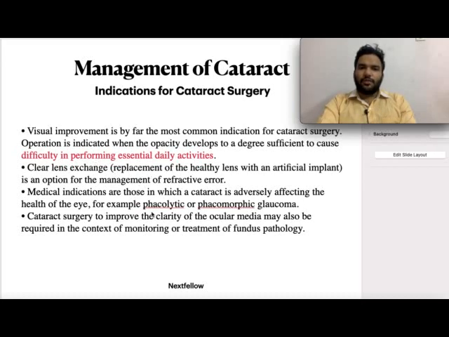And the medical indications include if the health of the eye is affected. Let's say the patient has phacolytic or phacomorphic glaucoma, where it will affect the optic nerve because of glaucoma, then we will do cataract surgery. There are other indications, such as cataract surgery to improve the clarity of ocular media. Let's say a patient is having proliferative diabetic retinopathy, and we have to do PRP, which is pan-retinal photocoagulation. Then we can remove the cataract lens so that we will have a clear view of the retina, and we can go ahead with the procedure PRP.